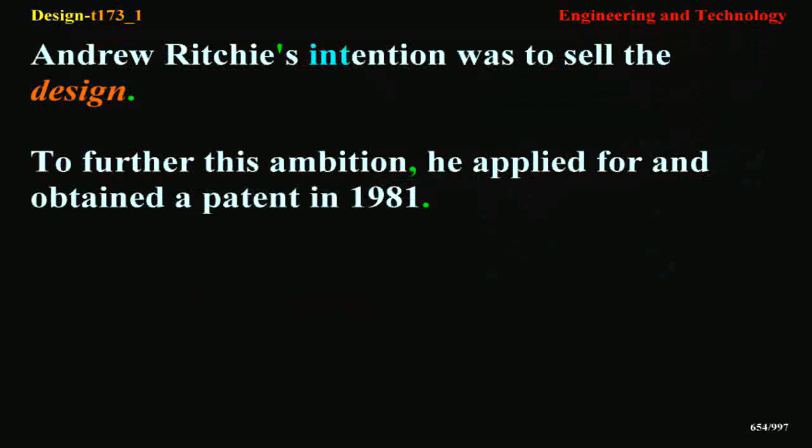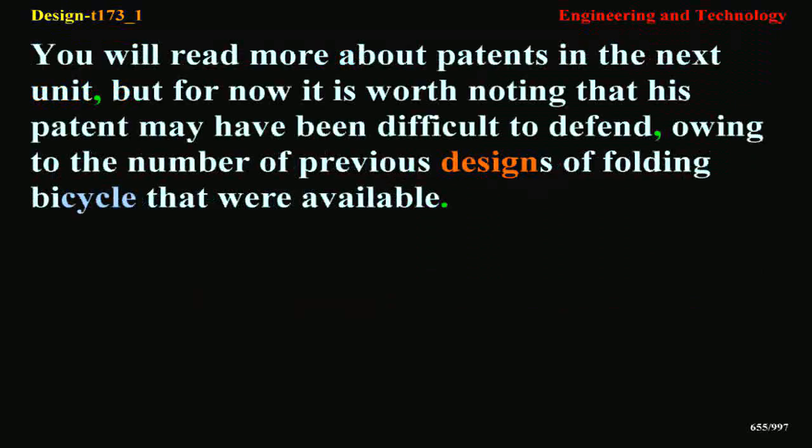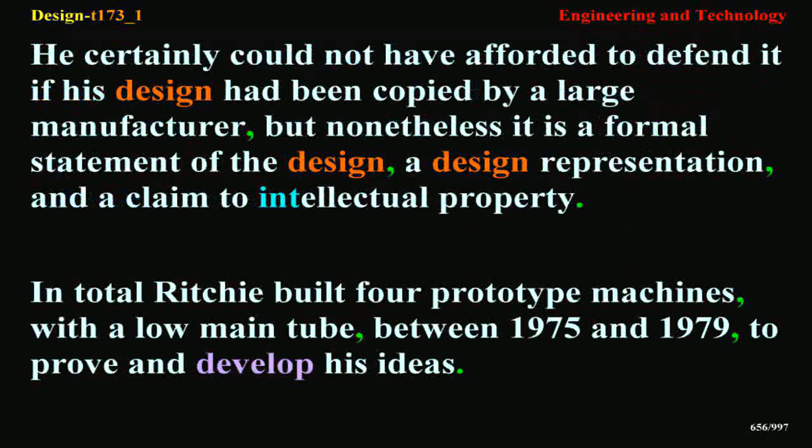Andrew Ritchie's intention was to sell the design. To further this ambition, he applied for and obtained a patent in 1981. You will read more about patents in the next unit, but for now it is worth noting that his patent may have been difficult to defend, owing to the number of previous designs of folding bicycle that were available. He certainly could not have afforded to defend it if his design had been copied by a large manufacturer, but nonetheless it is a formal statement of the design, a design representation, and a claim to intellectual property.